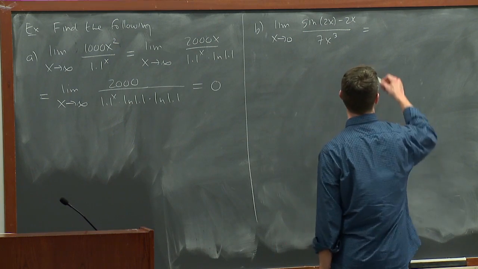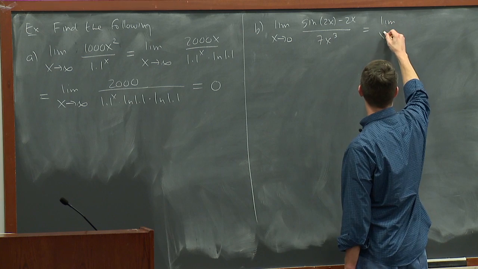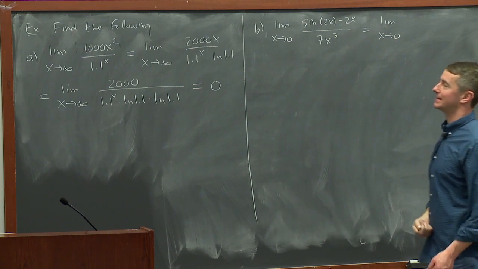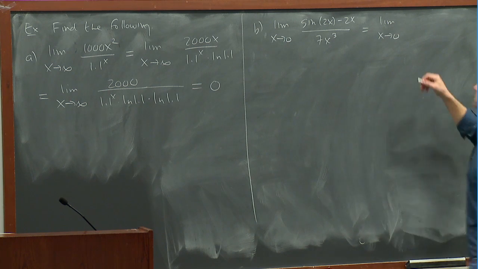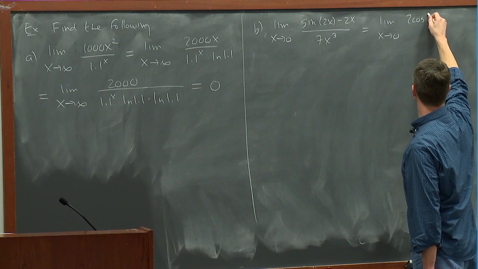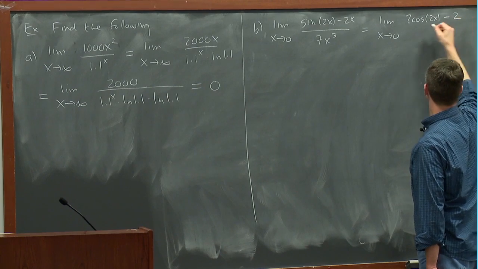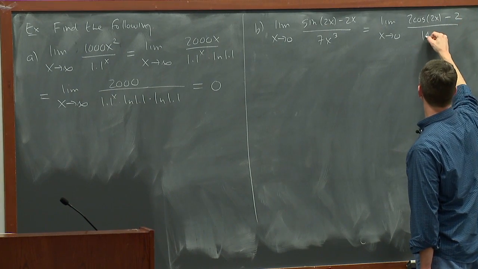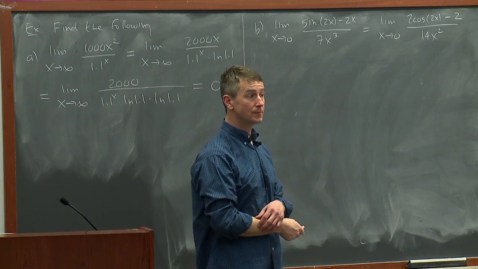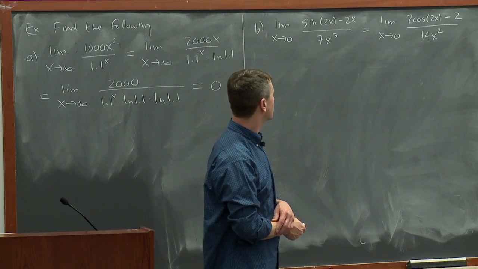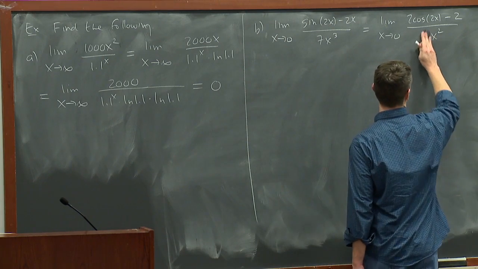Luckily, we have whose rule? L'Hopital or Bernoulli's rule. What rule do we need to take the derivative of sine of 2x? Chain rule. So it'll be cosine of 2x times 2, or just 2 cosine of 2x. And the derivative of 2x is 2. And on the bottom, I think we get 14x squared. What? 3 times 7, I think, is 21. Thank you.